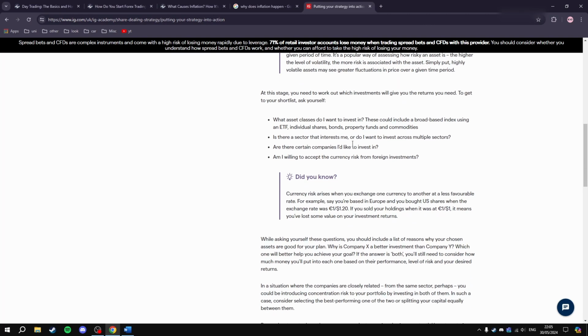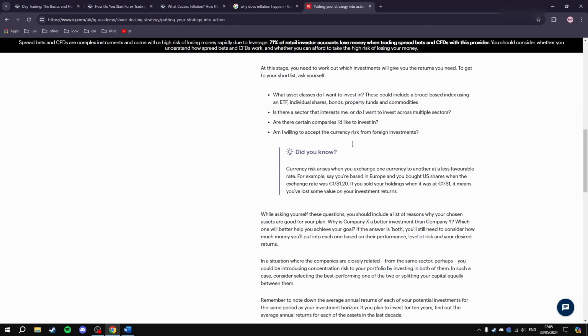At this stage, you need to work out which investments will give you the returns you need. To get to your shortlist, ask yourself, what asset classes do I want to invest in? These could include a broad-based index using an ETF, individual shares, bonds, property funds, and commodities. Is there a sector that interests me, or do I want to invest across multiple sectors? Are there certain companies I'd like to invest in? Am I willing to accept the currency risk from foreign investments?